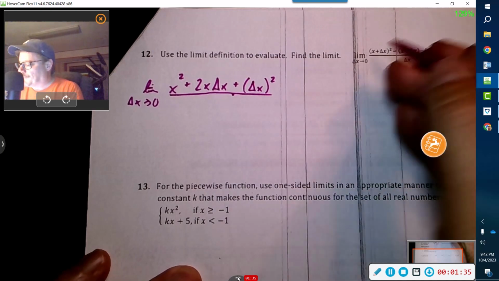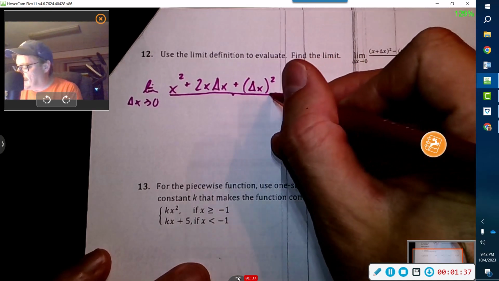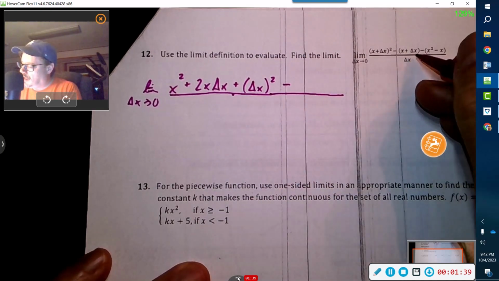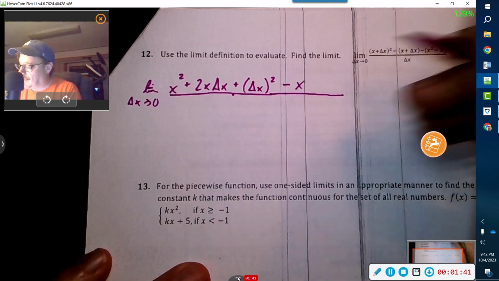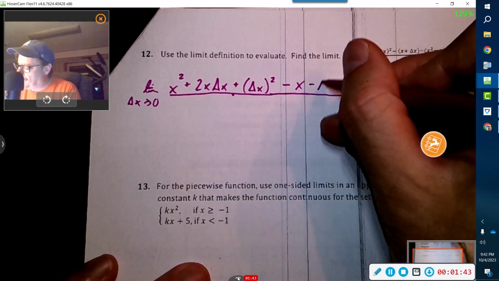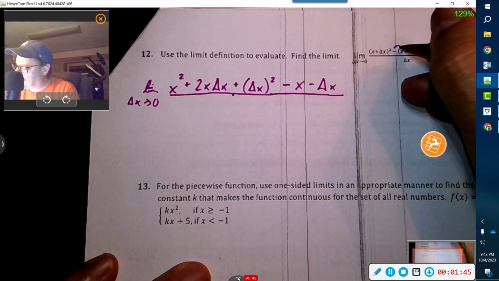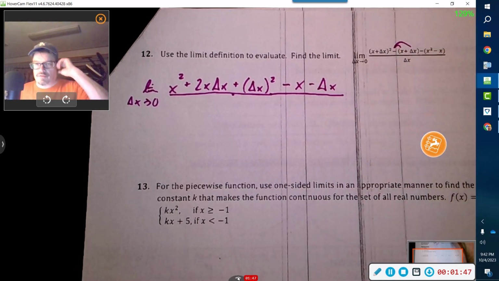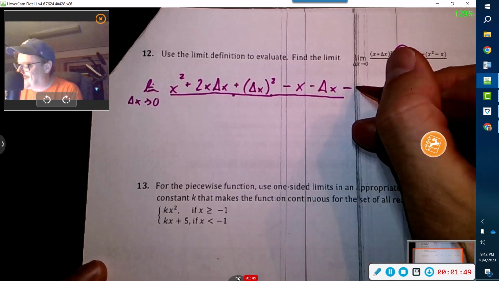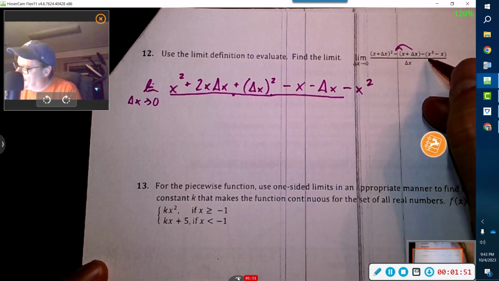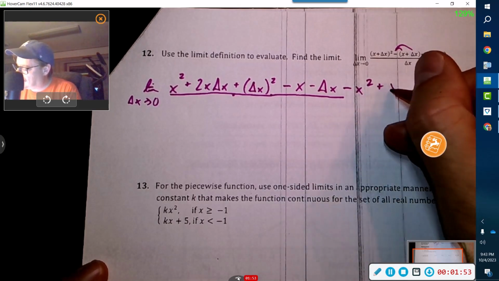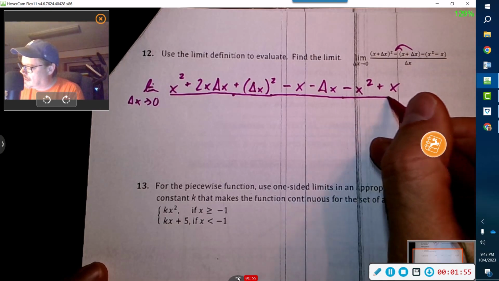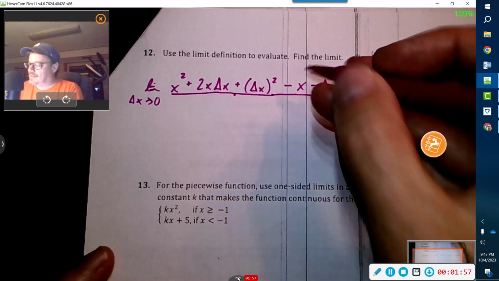All right. So minus though, nothing's going on there. That is just going to be x. Then I'm going to do minus delta x because this is just going to distribute there. Then I'm going to do minus x squared plus x. All right. Now it's still over delta x.